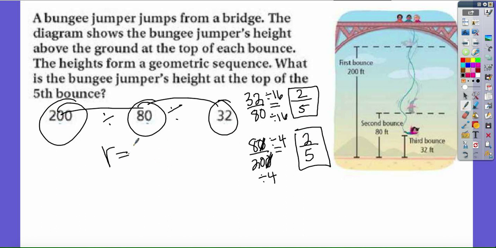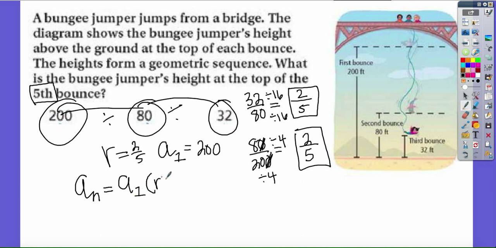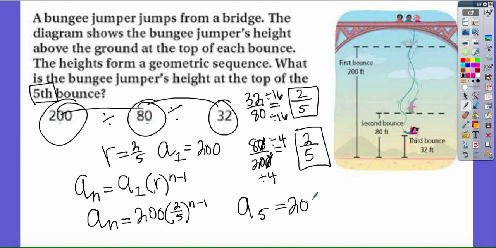So if I know r is 2/5, and I know the first height, or the first term in the sequence, is 200, and they want me to find the height of the 5th bounce, I'm going to use the explicit formula, a sub n equals a sub 1 times r to the n minus 1 power, and plug in what I know. A sub n is equal to 200 times 2/5 to the n minus 1 power. And if I want to find the 5th bounce, I've got a sub 5 equals 200 times 2/5 to the 5 minus 1 power, which is really the 4th power.